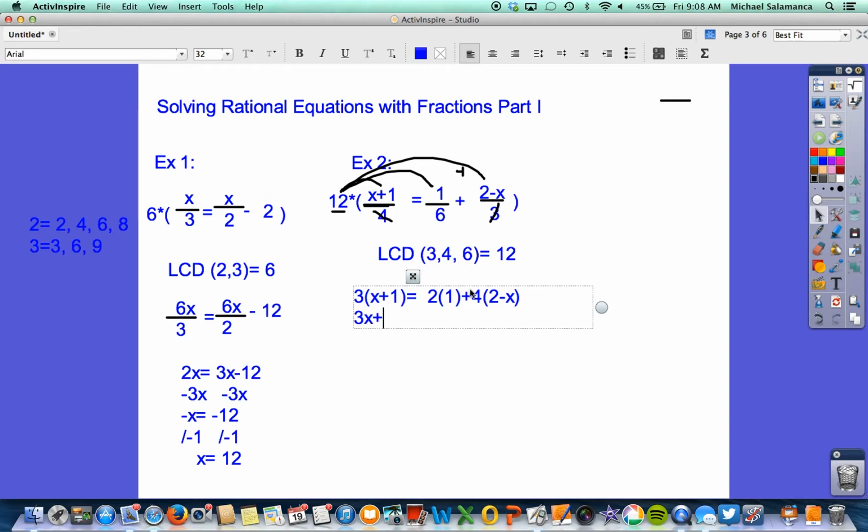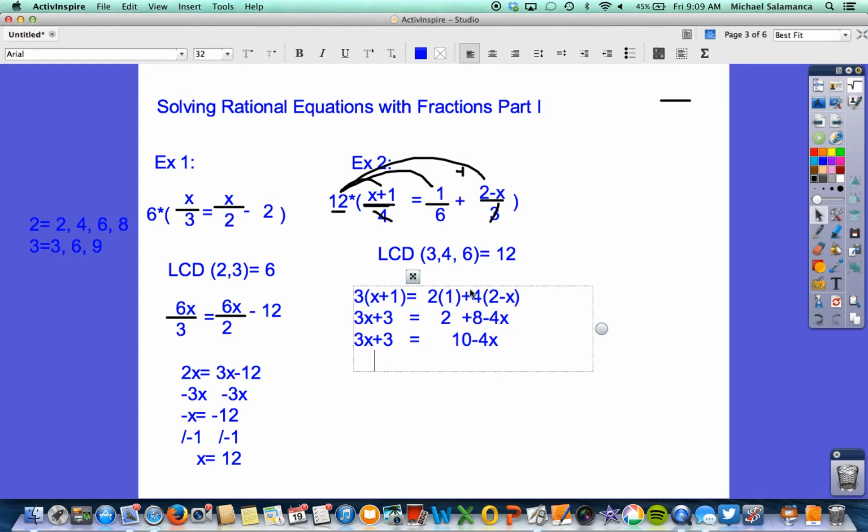We're going to distribute, and we get 3x plus 3 equals 2 plus 8 minus 4x. On the left side, it's already simplified. On the right side, we can add 2 and 8, so that's 10 minus 4x. Now we are going to combine like terms.